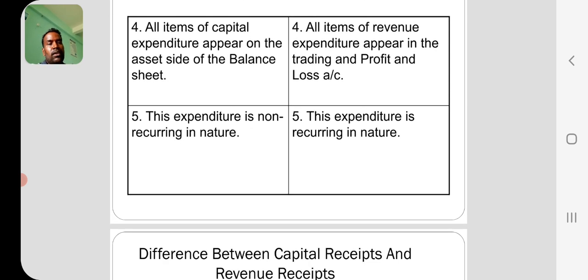Next, capital expenditure is non-recurring in nature. Non-recurring in nature. Revenue expenditure is recurring in nature.